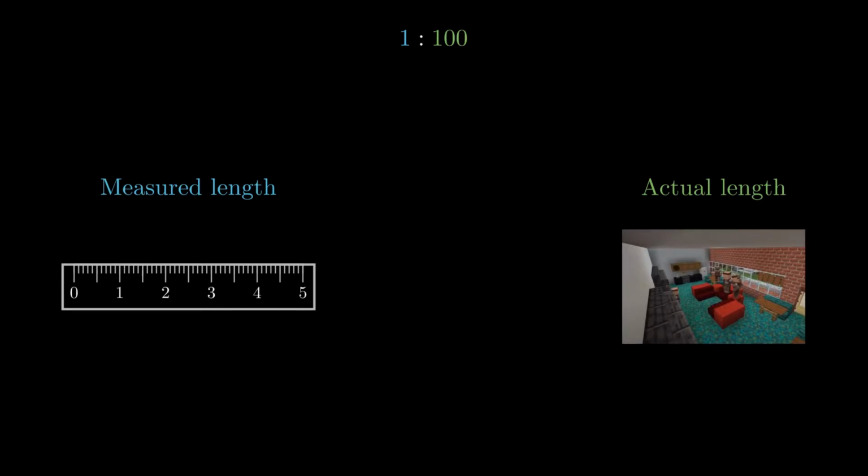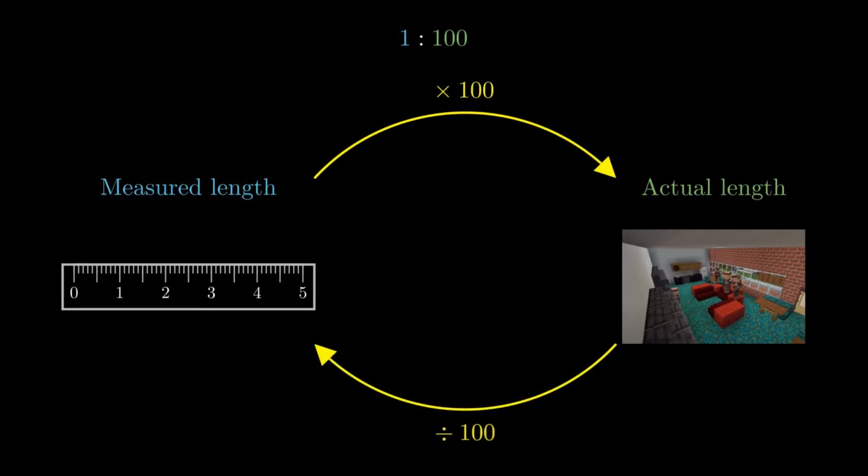So if the scale is 1 to 100, then to get from the measured length to the actual length, we would be multiplying by 100. And going the other way would be dividing by 100, to go from the real life length back to the one on the picture. So when the scale is written as 1 to something, like our 1 to 100, think of that second number as telling you what to multiply or divide by to convert from the small length on the diagram to the big length in real life. Let's see an example of that.